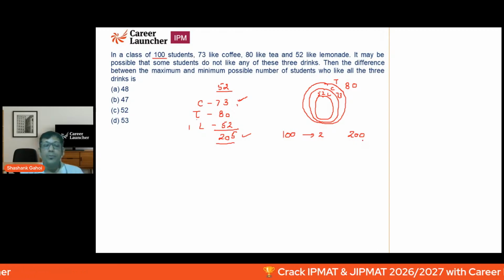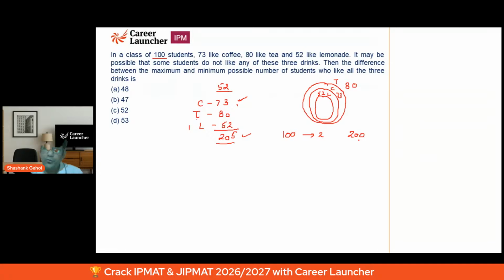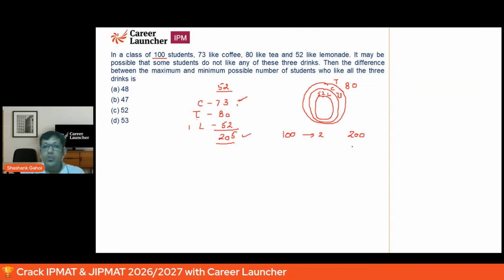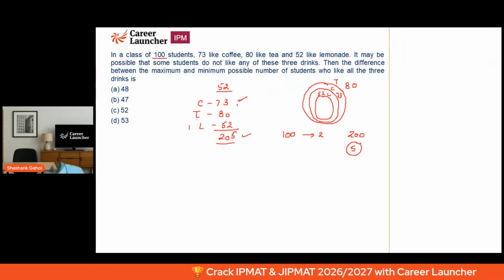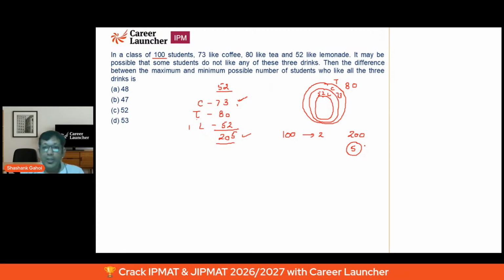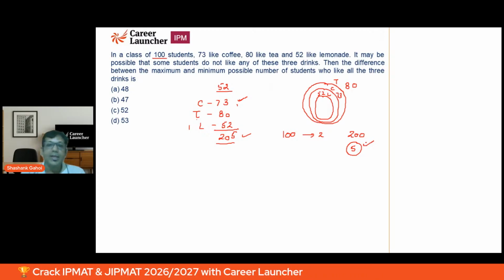So those 5 people have already received two toffees. They are going to get one more. So those 5 people are going to have how many toffees? 3. And the remaining 95 people are going to have how many toffees? 2. So what is the minimum value of exactly 3? That is going to be 5.